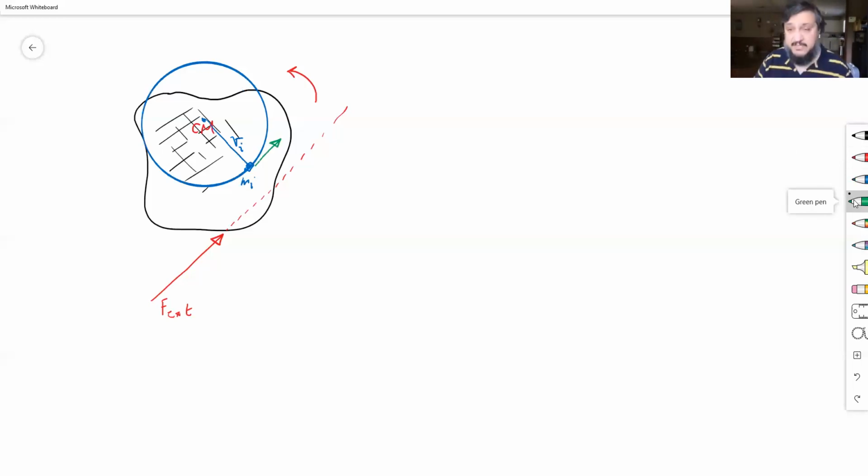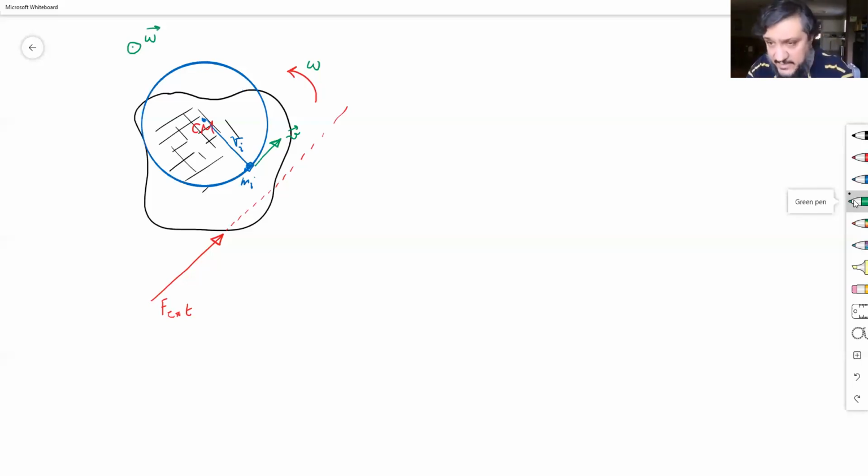I'm sorry, linear velocity is this way, v. Of course, the angular velocity using the right-hand rule is coming towards you. It's coming out of the page. I'm not gonna draw that, okay? So let's just put omega here. But the actual direction of omega is coming out of the page, which you can show by a dot in a circle, okay? Using the right-hand rule, thumb tells you which direction omega points at.